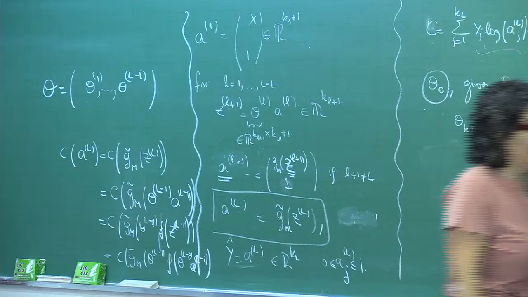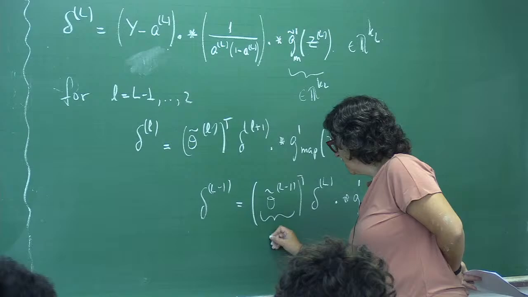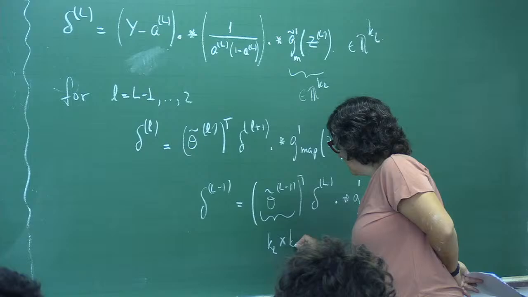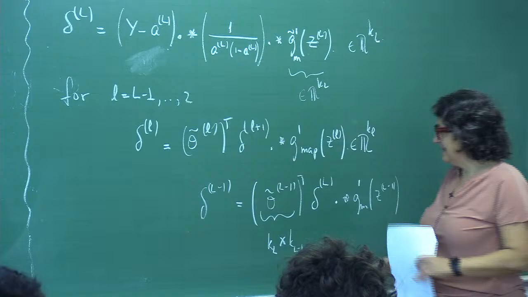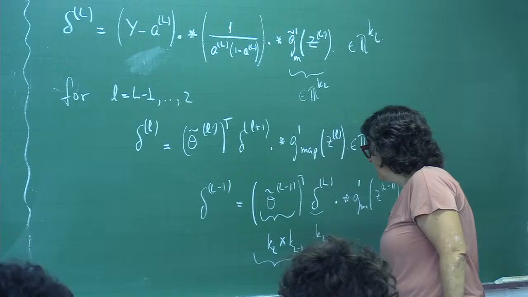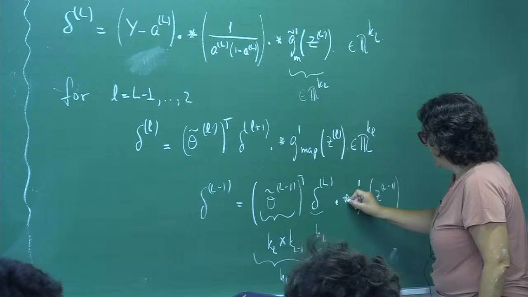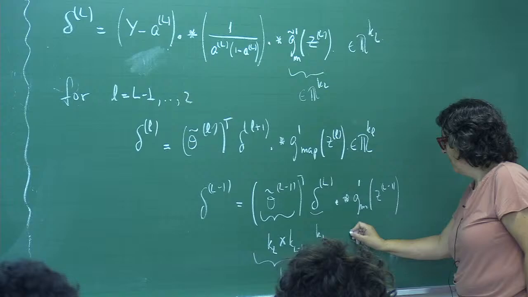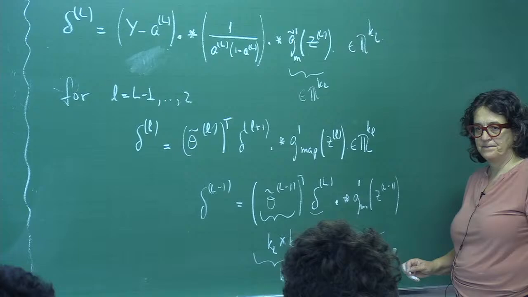Therefore, this has dimension, help me. This has dimension K_L times K_{L-1}. Let's see the dimension. This one was dimension K_L. Since I do the transpose, the product, this is the usual product, has dimension K_{L-1}. And then I do the product with G prime of C L minus 1, that again, because of the definition, has dimension K_{L-1}. I can do the product. And so on, I have to do the computation.